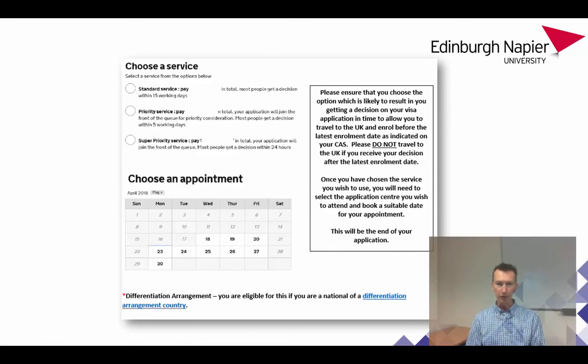Once you've chosen the service you wish to use, you'll then need to select the application centre you wish to attend and book the suitable date for your appointment. And that will be the end of your application. Once you've done this, it's then sitting back and waiting for a response from the Home Office. And hopefully, if everything's been entered correctly, you will get a positive decision.